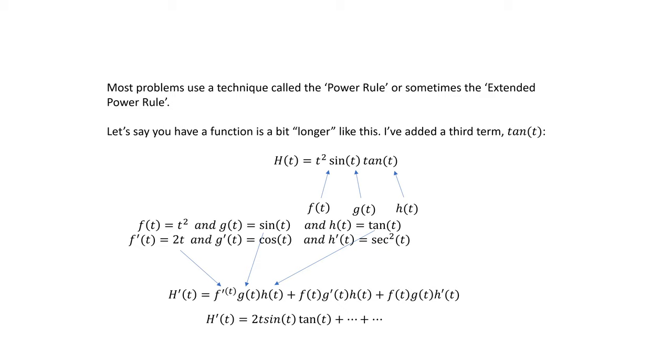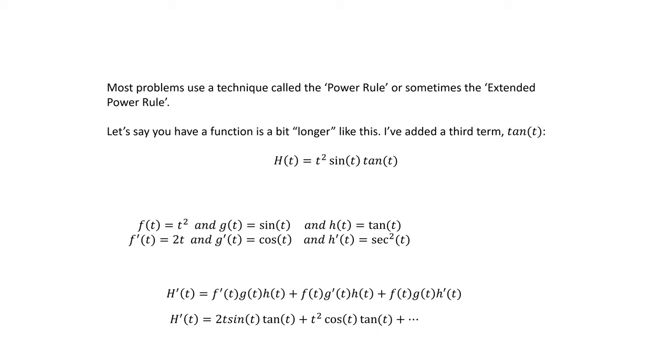And so for the second term, we're basically going to have the same formula. And of course, this time the little derivative symbol has jumped to g, so it's regular f. And what's regular f? Well, it's t squared. What's the derivative of g? It's cos t. And what's the original h? H of t is tan t. And there you go. Now you've got your second term. Basically, you're just writing those three terms out multiplied by each other.